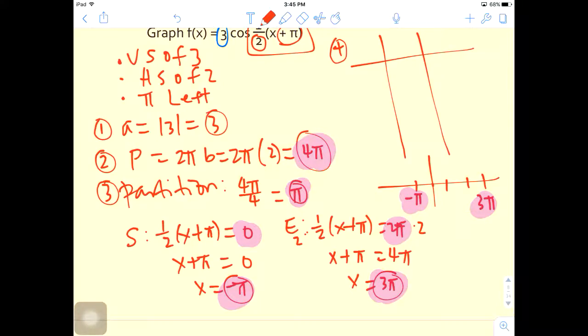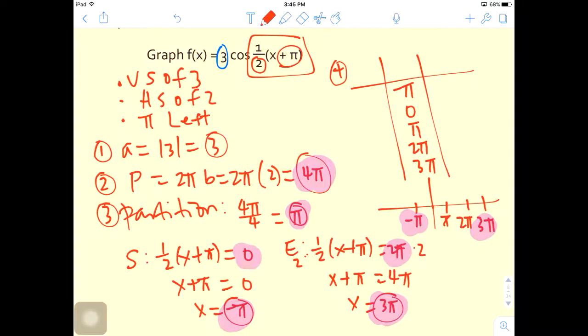So the partition is you starting at negative pi, you're going by pi. So that's 0, pi, 2 pi, and 3 pi. So you end at 3 pi. So here's pi and 2 pi. And then for the y value, it's just 3y. And the equation for the x is x minus pi.